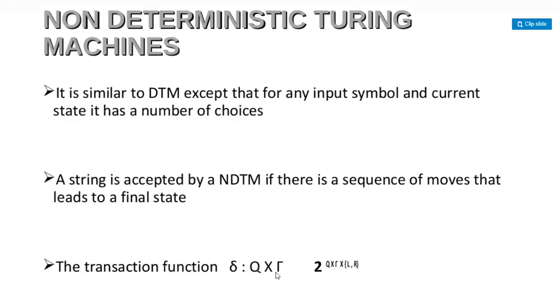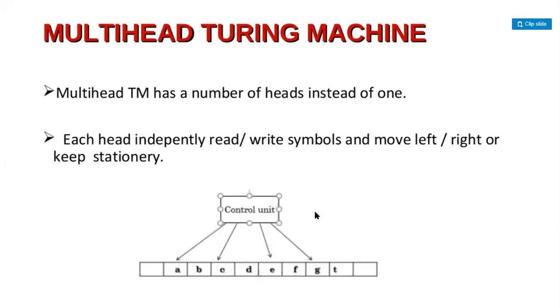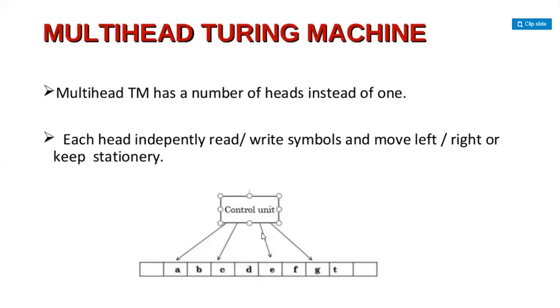And the third one that we have among the variations of Turing machines is the multi-head Turing machine. The first is the multi-tape, the second is the non-deterministic NDTM, and this is the multi-head Turing machine. Here the multi-head Turing machine has a number of heads instead of one, right? Instead of one head, we have a number of heads. That's why we call it multi-head.